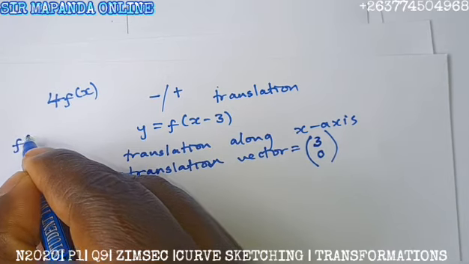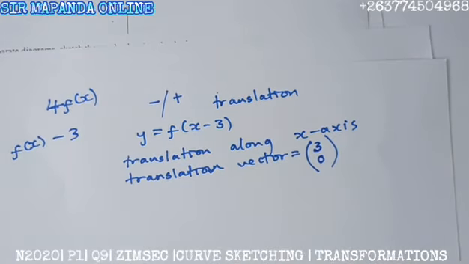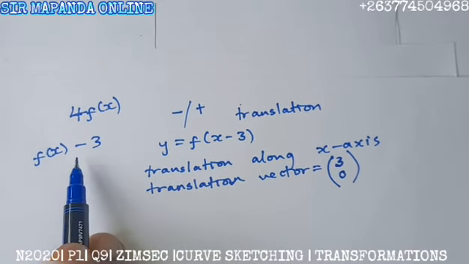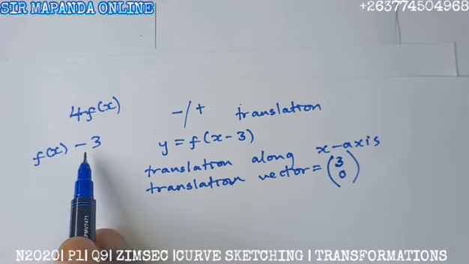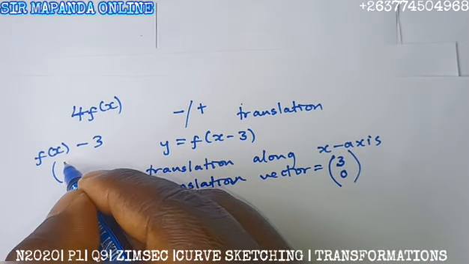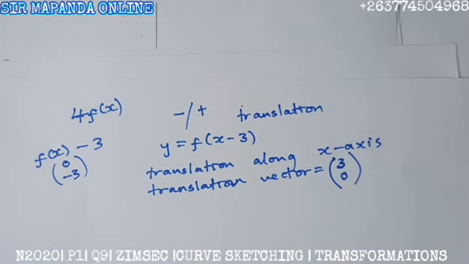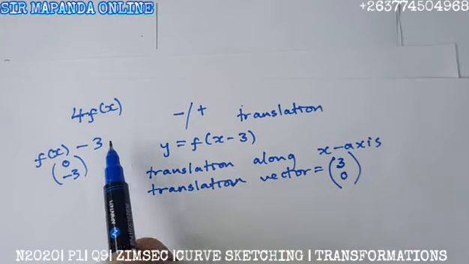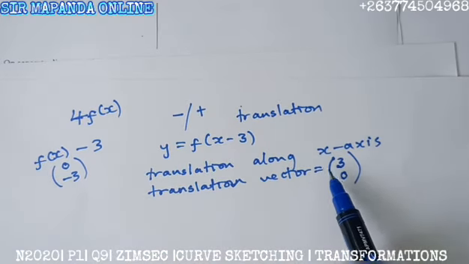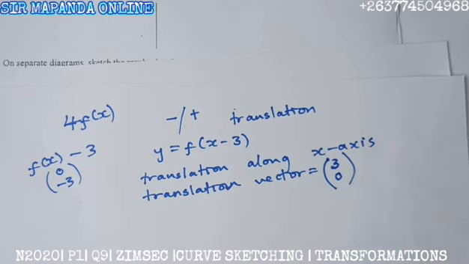But if you have f of x minus 3, you can notice the subtraction is taking place outside the bracket. So for this situation, it's a translation along the y-axis. Then the vector becomes 0 and minus 3. So it means for the y translation vector, you take minus 3 as it is. But for x, if you have minus 3, you take it as 3. I hope you are following.